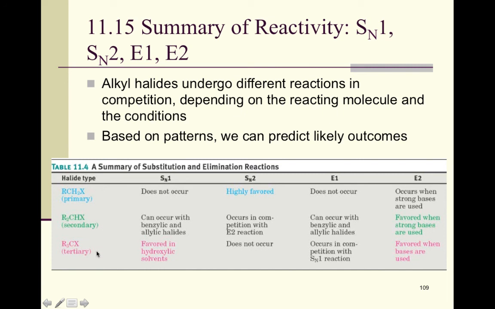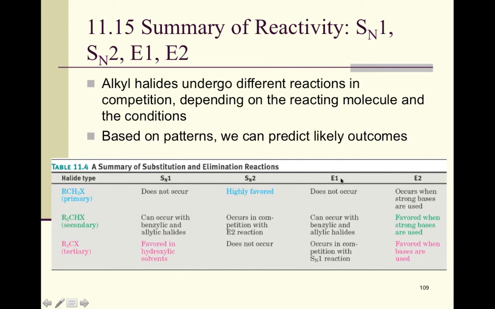With a tertiary halide, this is favored because the tertiary carbocation is extremely stable. SN2 reaction favors a primary alkyl halide. In a secondary alkyl halide, it occurs in competition with E2, so we can get a mixture. And a tertiary alkyl halide does not undergo an SN2 reaction. Elimination 1, E1. Primary alkyl halides do not undergo an E1. An E1 can occur with secondary alkyl halides with benzylic or allylic halides. And an E1 with tertiary competes with the SN1 reaction.